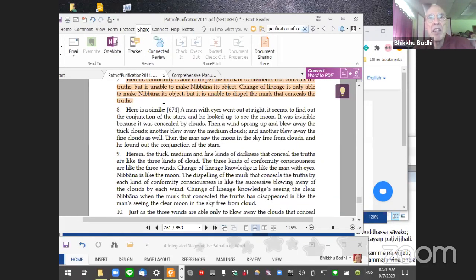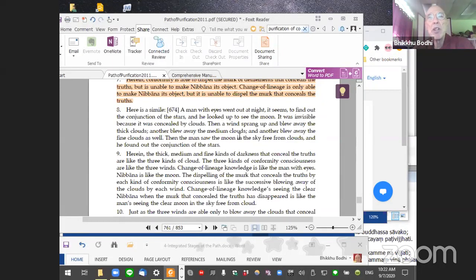Then we have another simile. This is like a man who goes out at night in order to see the constellations, and he looks up to see the moon. Now, the moon is covered by clouds, and so the moon is not yet visible. And then a wind springs up and blows away the thick clouds. Then another wind blows away the medium clouds, and another wind blows away the fine clouds as well.